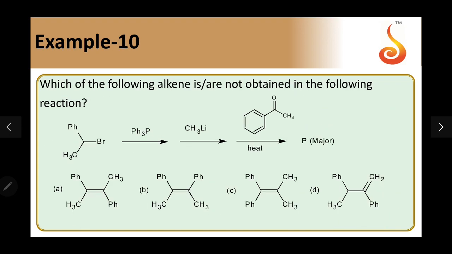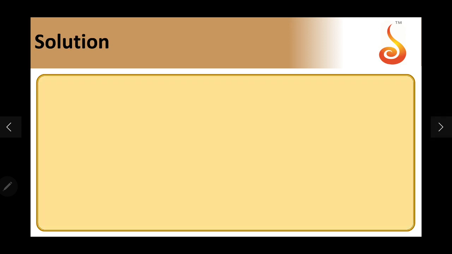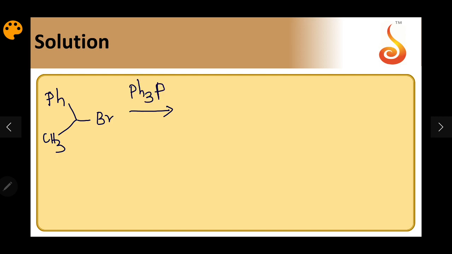Example 10. Which of the following alkenes is not obtained in the following reaction? So we'll go to the solution. The reaction is actually a Wittig reaction. So I'll take the reactant that is given: Ph, CH3 and Br. First we are reacting this with triphenylphosphine. What happens is it will form a quaternary phosphonium salt.